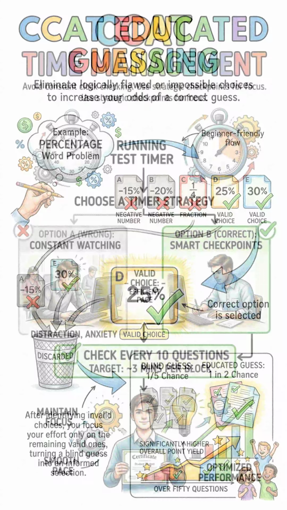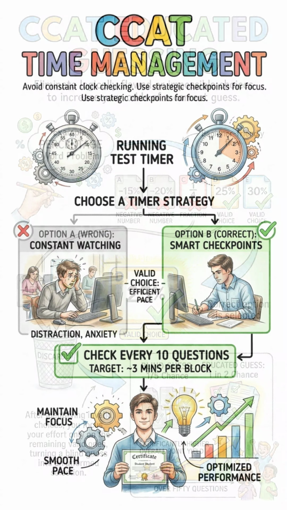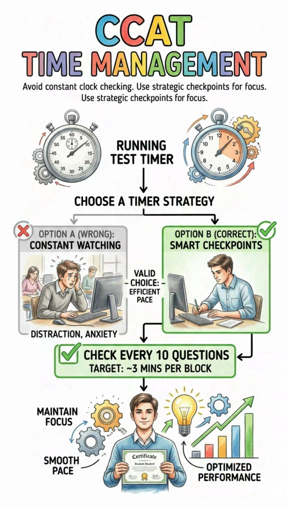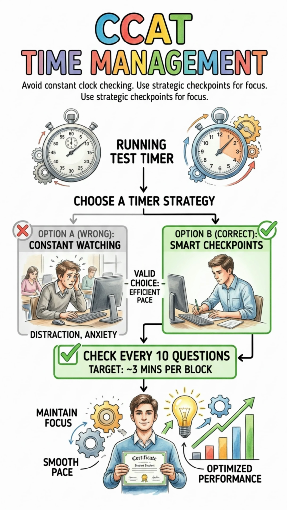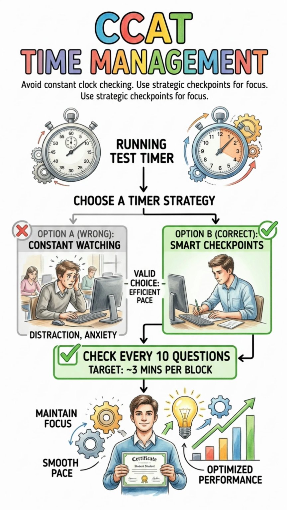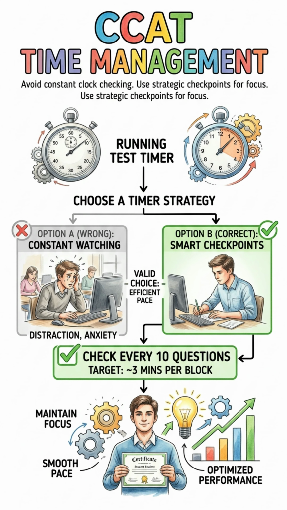Time awareness is critical, but obsessively checking the clock will actually destroy your focus and waste precious seconds. You should plan to check the timer only at specific checkpoints, rather than glancing at it after every single question. A great strategy is to check the clock every 10 questions to ensure you are averaging about 3 minutes per block of 10. This checkpoint system keeps you on pace without the constant, anxiety-inducing distraction of a ticking countdown timer burning in your peripheral vision.